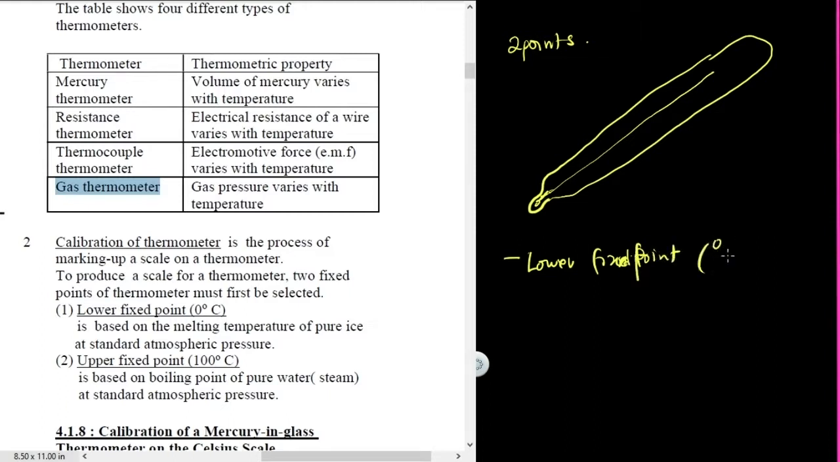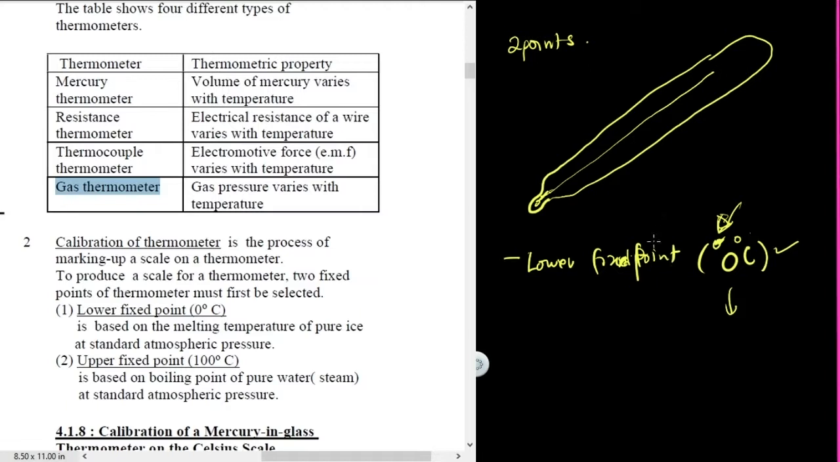Normally we use 0 degrees Celsius. So why do we take 0 degrees Celsius? Because this is the temperature where pure ice starts to melt, the melting point of ice, or where water begins to solidify. So we use this point since we are using water, so it is easier for us to get this kind of temperature.